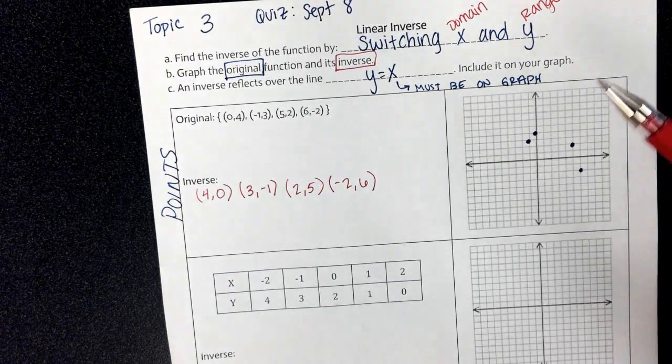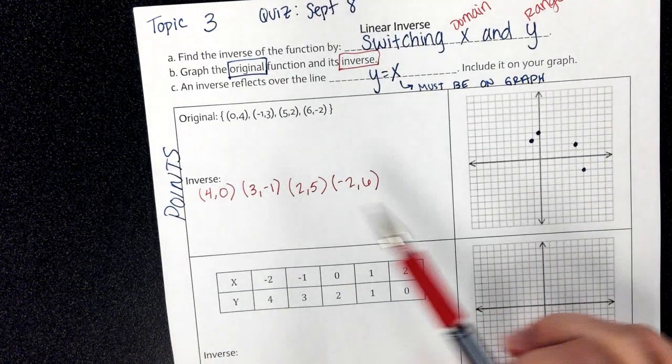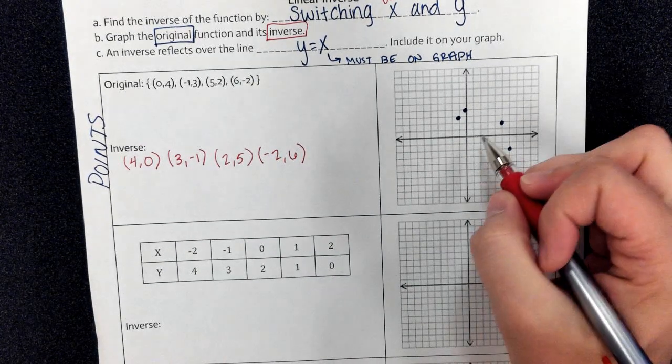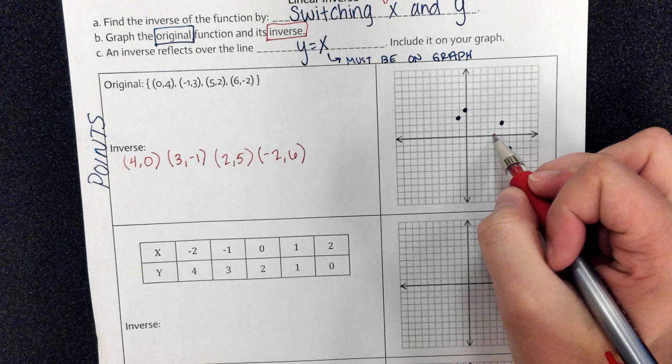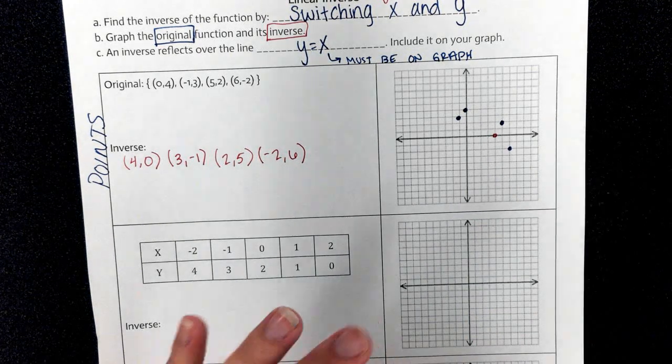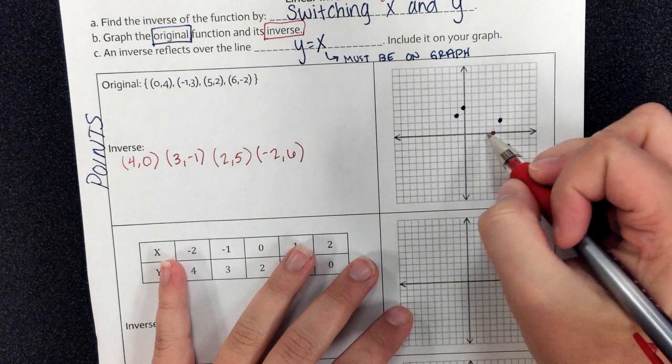With your colored pencil, go put these points on your graph. You should still be in your colored pencil. It's okay if the points touch the same. It's okay if they overlap. It's going to happen.